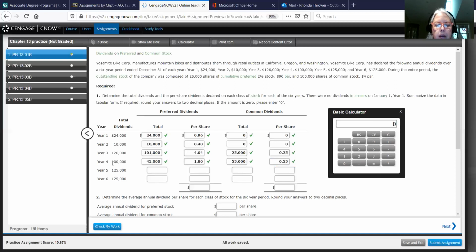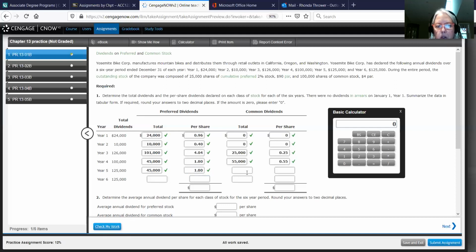Notice in year 5, the company declared $125,000 that it was going to pay to its stockholders. We have to pay our preferred stockholders first, and since there were no dividends in arrears, we're going to pay them the $45,000 that was owed to the preferred stockholders first. Again, the dividends per share would be calculated as $45,000 divided by 25,000, which gives you $1.80.